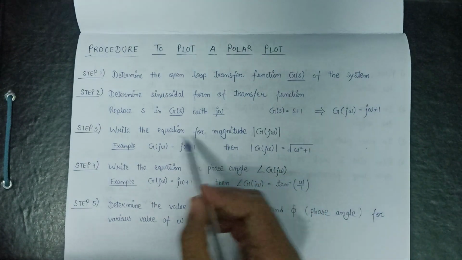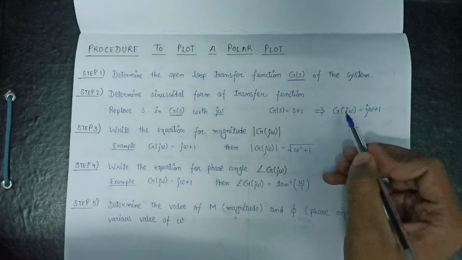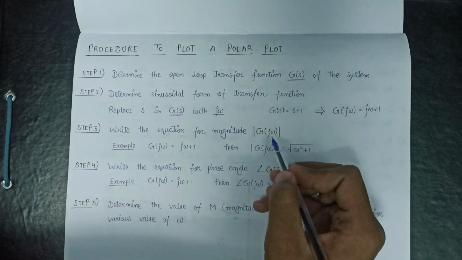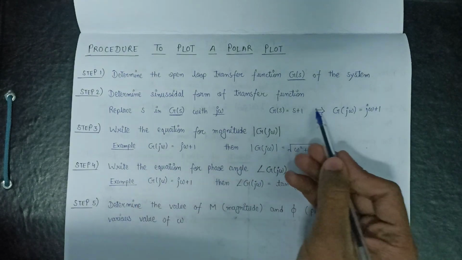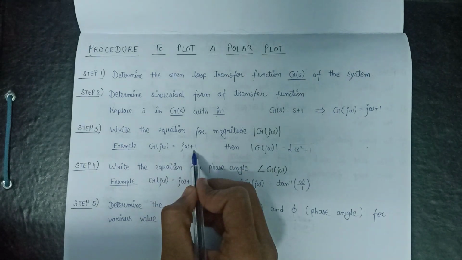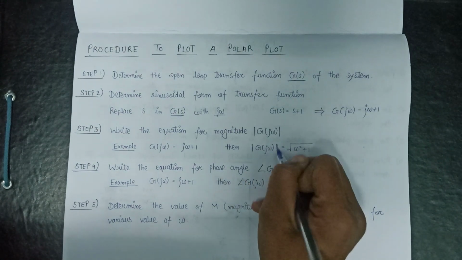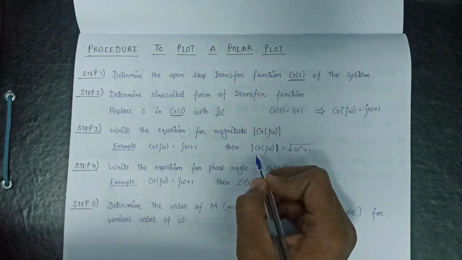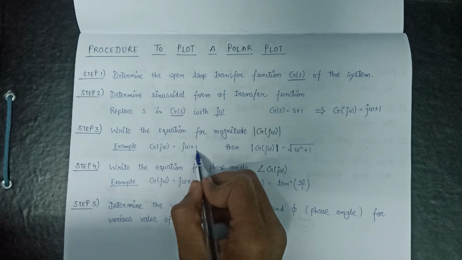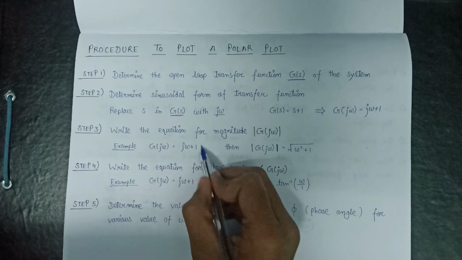Moving on to the next step, that is writing the equation for magnitude. After finding the sinusoidal form of the transfer function, we have to find the magnitude. Discussing the previous example, G(j omega) equals j omega plus 1. If we want to find its magnitude, it will be written as mod of G(j omega). This is the mod symbol. So mod of G(j omega) is equal to the square root of x square plus y square, that is, the square of this term plus the square of this term.